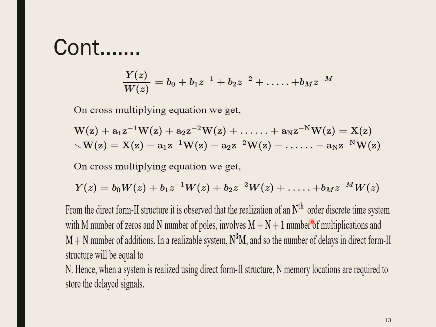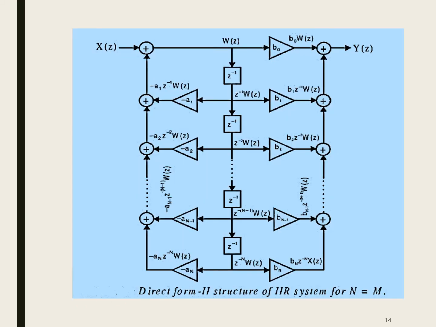The realization of an nth order discrete time system with m number of zeros and n number of poles involves m plus n plus 1 number of multiplications and m plus n number of additions. In a realizable system, n is greater than or equal to m, and so the number of delays in direct form 2 structure will be equal to capital N. Hence, when a system is realized using direct form 2 structure, n memory locations are required to store the delayed signal. Okay, so this is actually the general block diagram for the governing equation of direct form 2 structure.